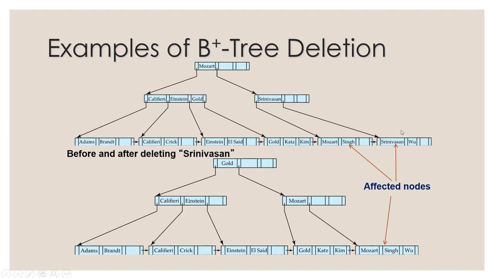So once we delete this value from this node, we only have Wu, and because of that, it's not half full. So we're gonna combine Wu with this neighbor. So now we'll have Mozart, Sing, and Wu. Okay.